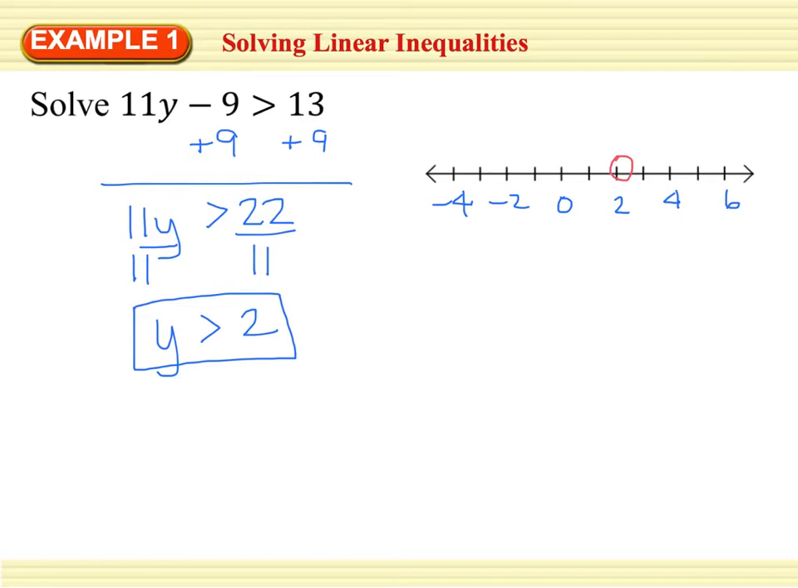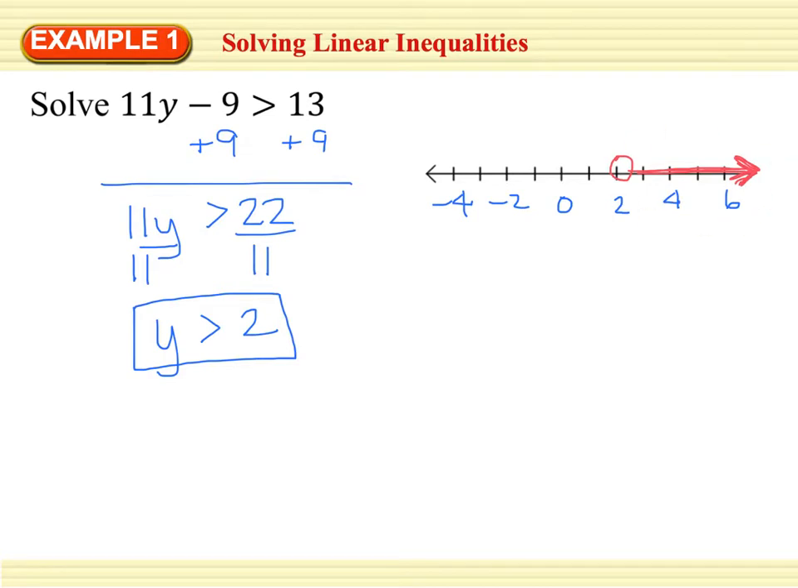If I pick the test point of 0 and plug 0 in for y, is 0 greater than 2? The answer would be no. Because 0 lies on the left side and it's not a solution, that tells me I'm going to have to draw my arrow to the right. All my solutions should then fall in this direction. If we pick a test point just to verify, let's pick 4. Is 4 greater than 2? The answer would be yes. So this confirms my graph.